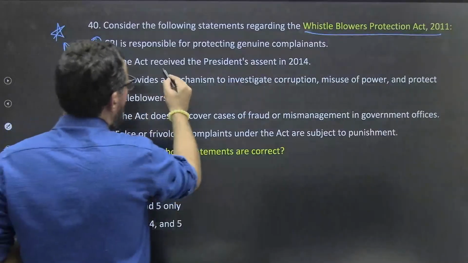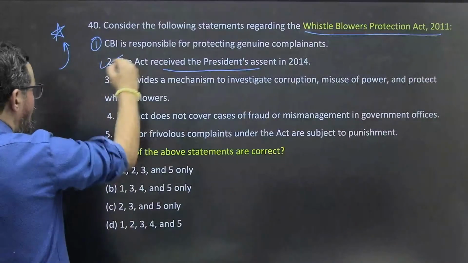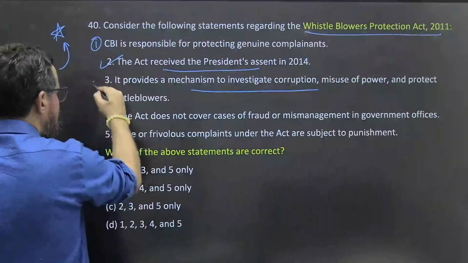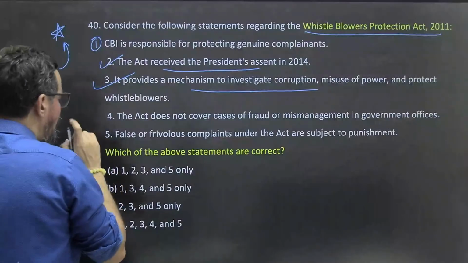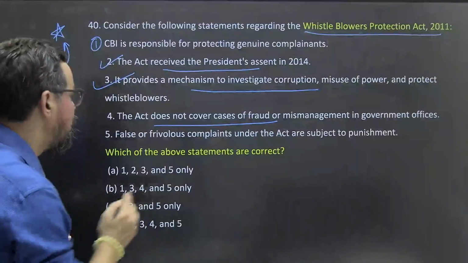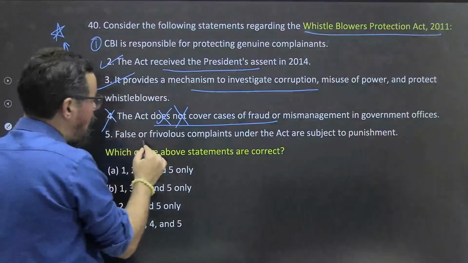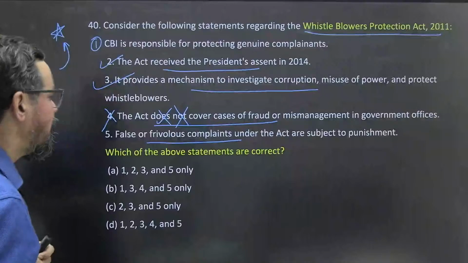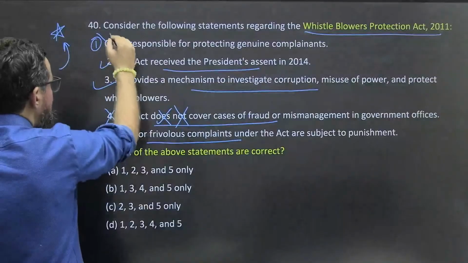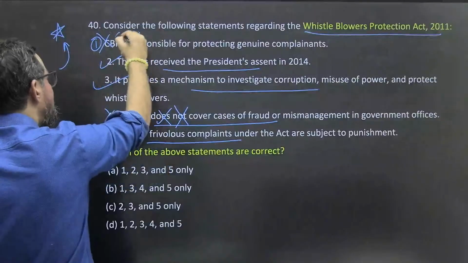The act received the president's assent in 2014. This is true. It provides a mechanism to investigate corruption, misuse of power, and protect whistleblowers. 100% true. Next one: the act does not cover cases of fraud or mismanagement. No, it does cover. It does cover. This is wrong. False or frivolous complaints under the act are subject to punishment also, yes. So what will be your correct answer? The first is wrong. It should be the Vigilance Commissioner, basically the Central Vigilance Commissioner.